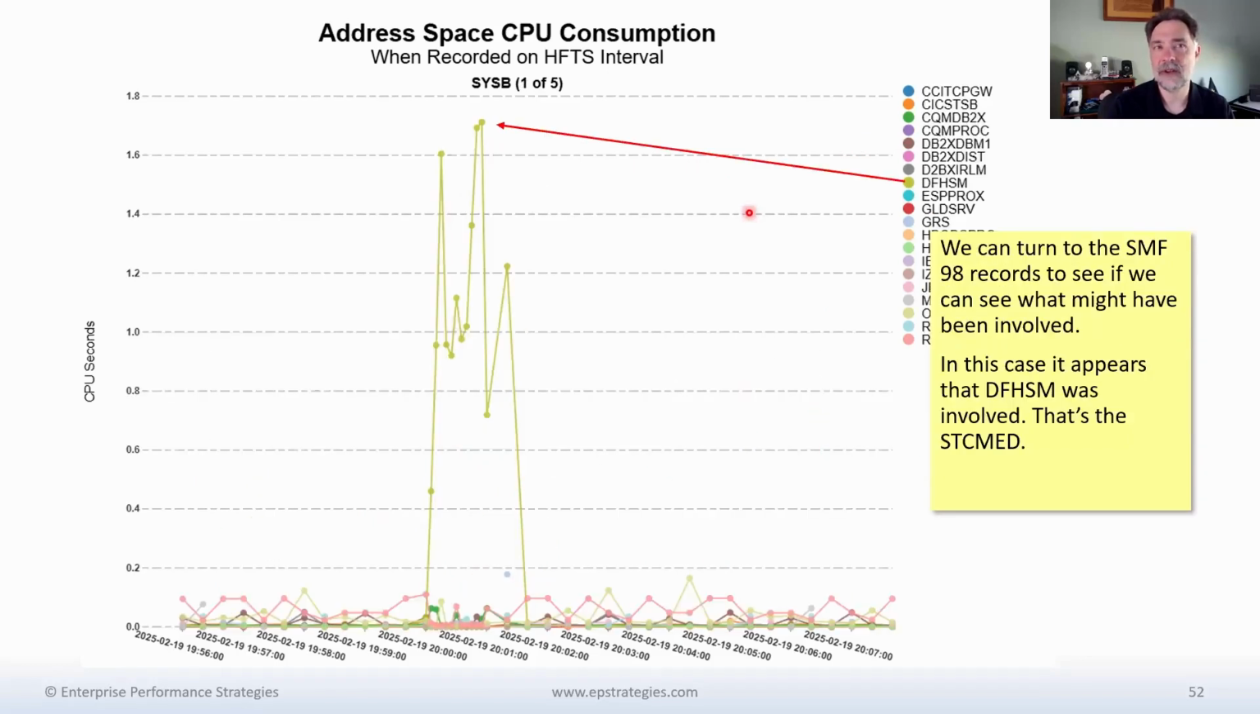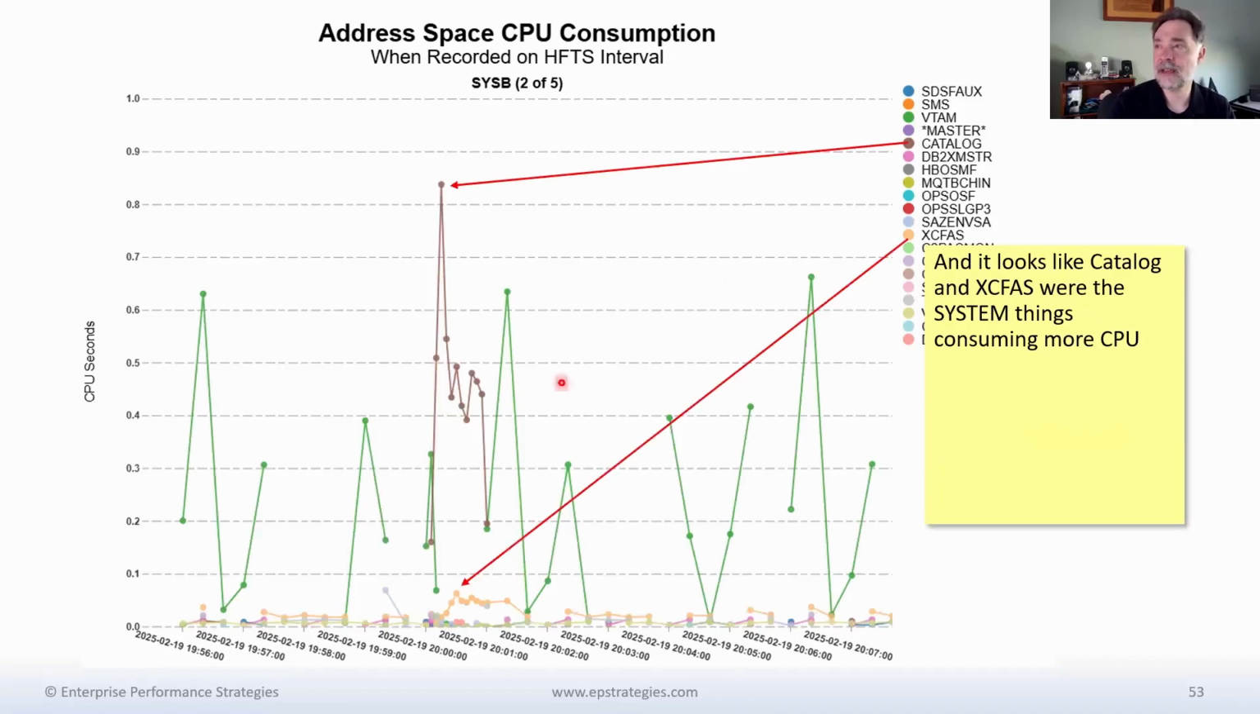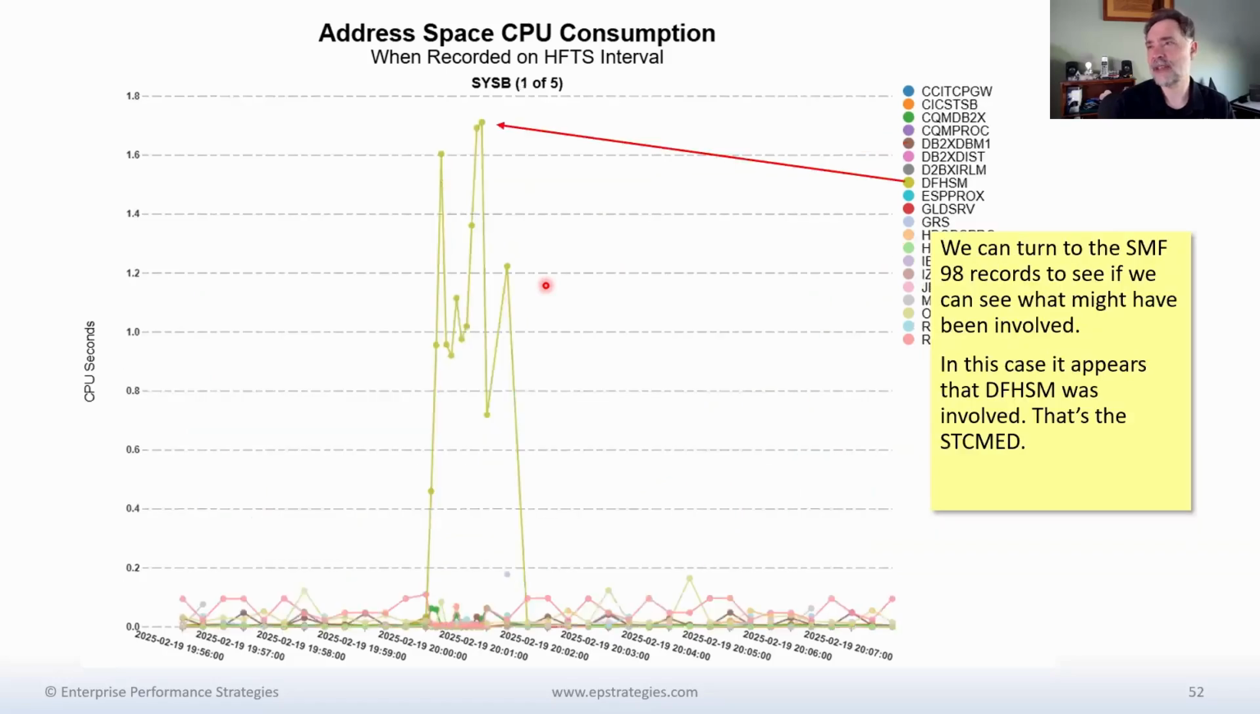Okay, so here we see that DFHSM was involved. That was the STC medium. And then here on another chart a little further down, we see that catalog and XCFAS were also involved. And those were probably the system things that were involved here.